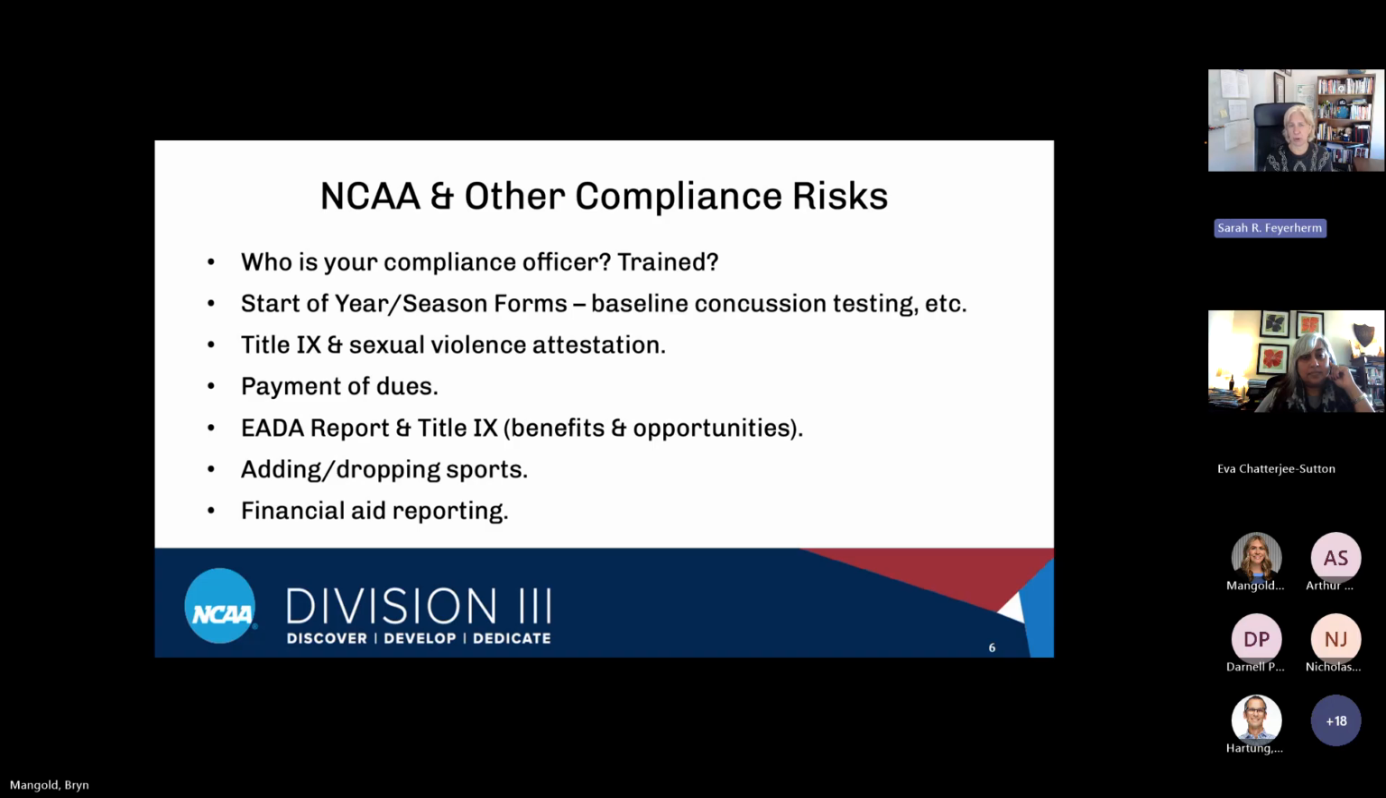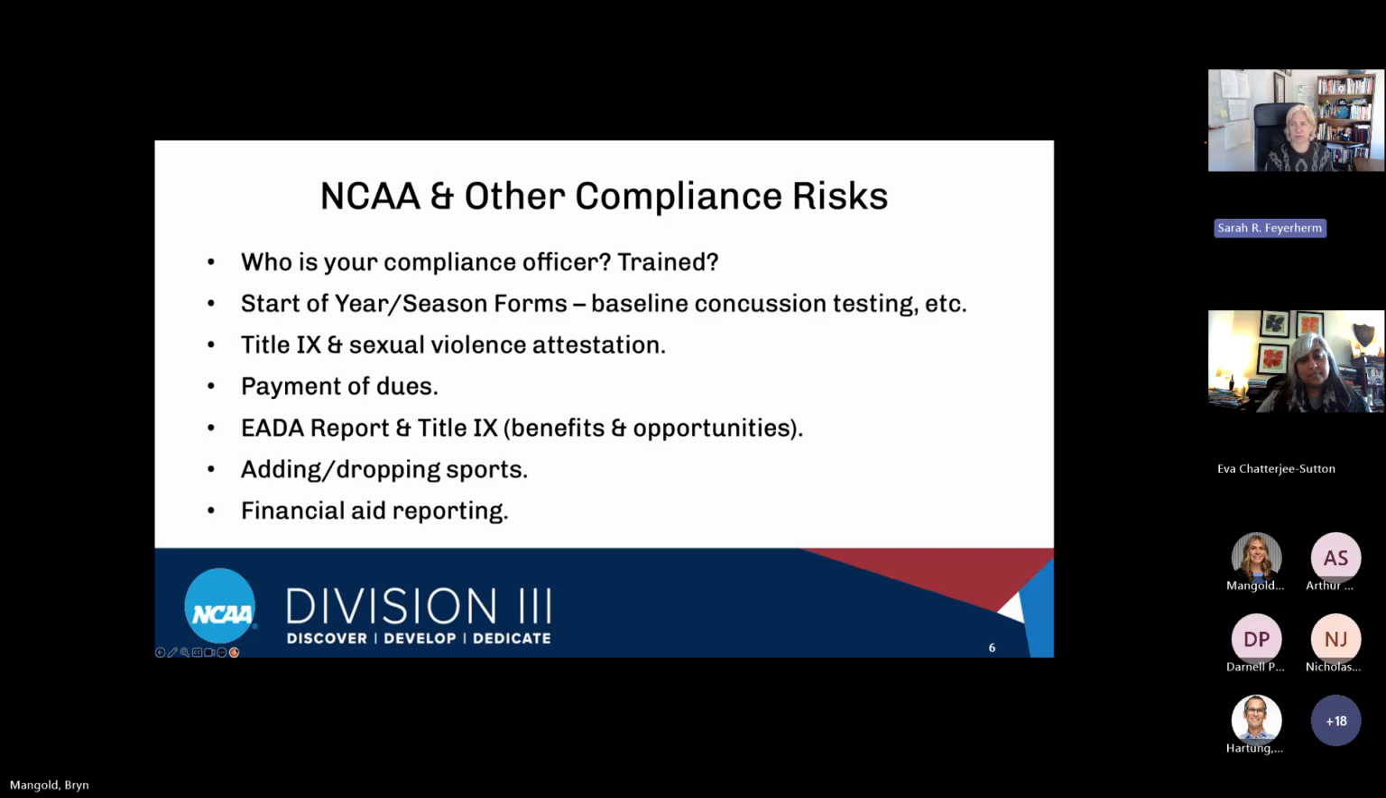Eva mentioned before the risks around adding and dropping sports. We all know it's hard to know what's going to happen, especially if you drop a sport. We've seen some really bad things happen, especially with alumni and donors. But thinking through the risks and benefits of both adding and dropping are always things you want to work through really carefully.